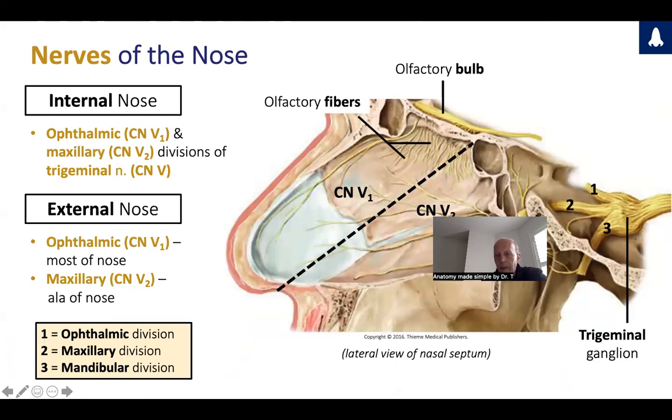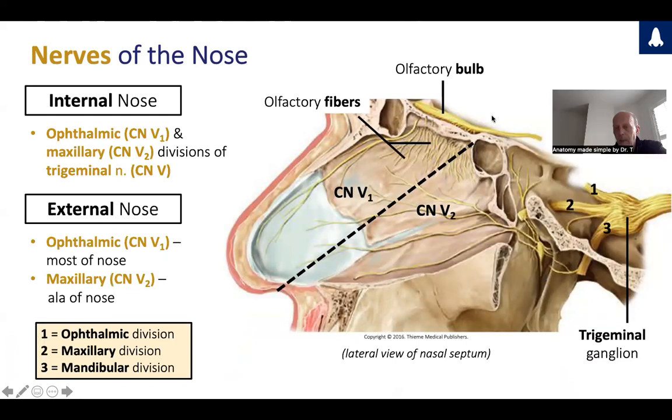Here is another illustration that brings olfactory nerve, olfactory bulb, and olfactory fibers into place. However, we still need to illustrate what additionally innervates the nasal cavity. Internal aspect of the cavity is innervated by branches of the ophthalmic nerve, first branch of the trigeminal, and maxillary nerve, second branch of the trigeminal nerve. They are here marked with number one and number two.